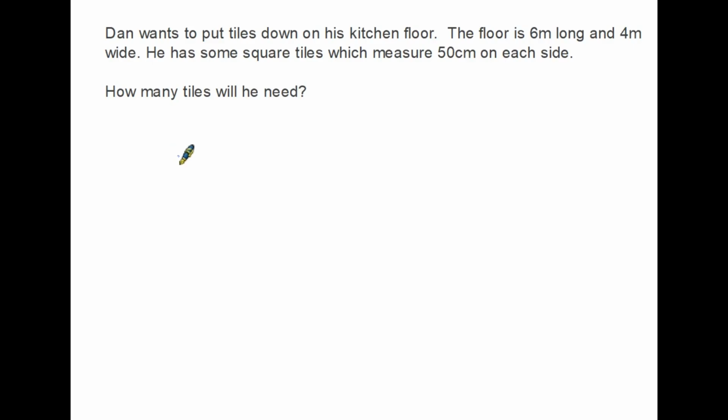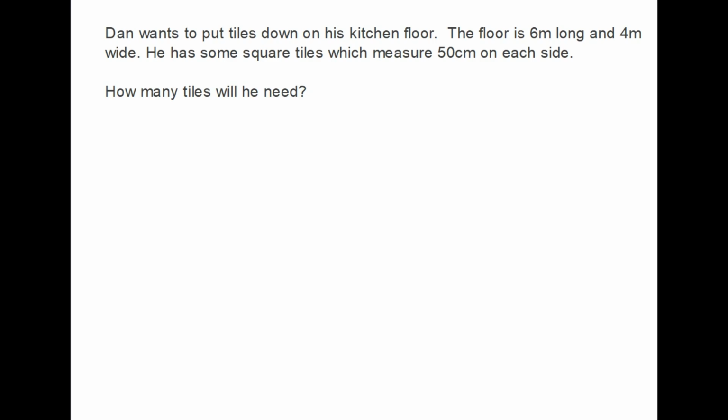So let's have a look at a typical question. Here, Dan wants to put some tiles down on his kitchen floor. The floor is 6 meters long and 4 meters wide. He has some square tiles which measure 50 centimeters on each side. The question's asking us how many tiles will he need. So this is mainly about area, but there are one or two other skills that we need in order to be able to solve this. How would we approach it?